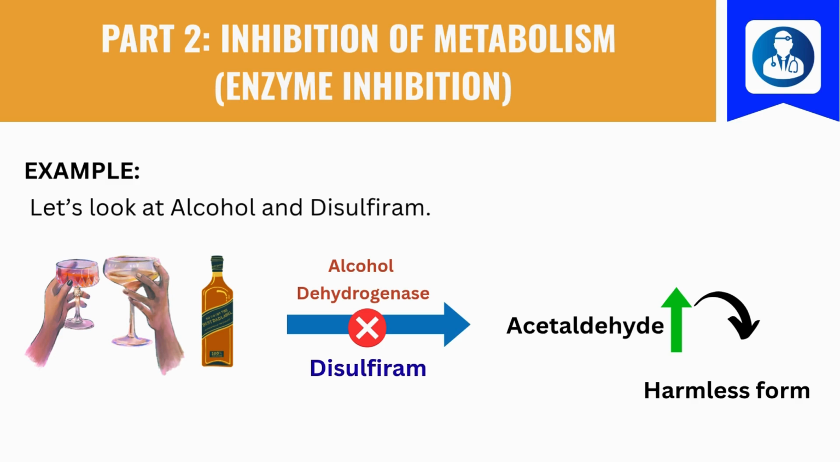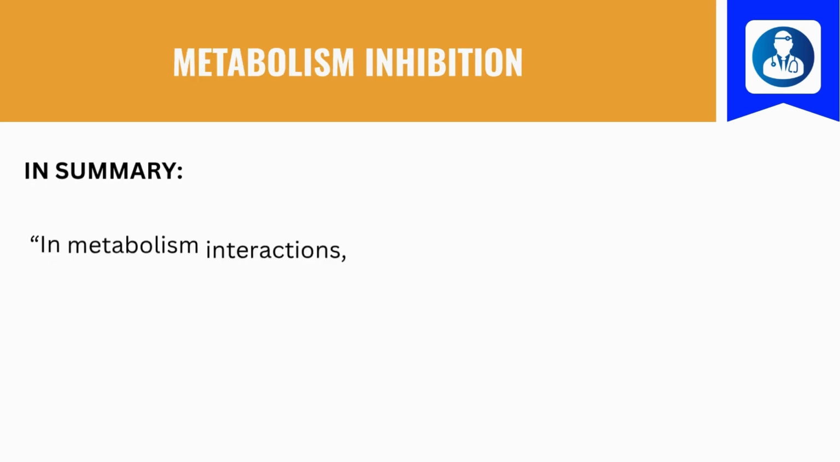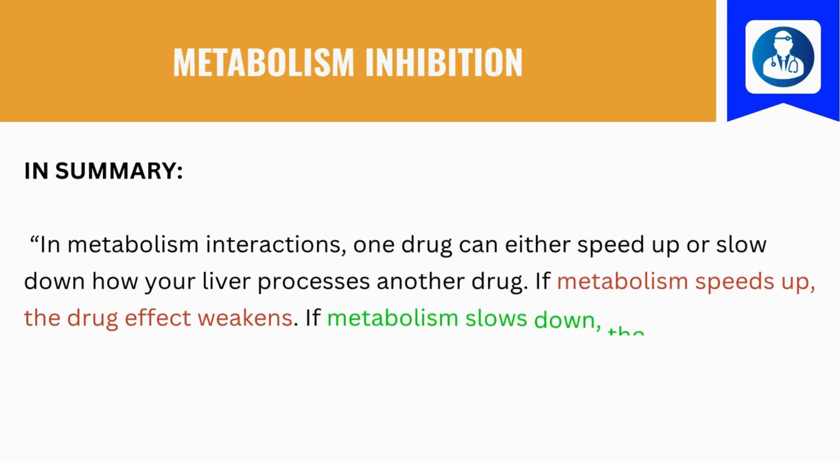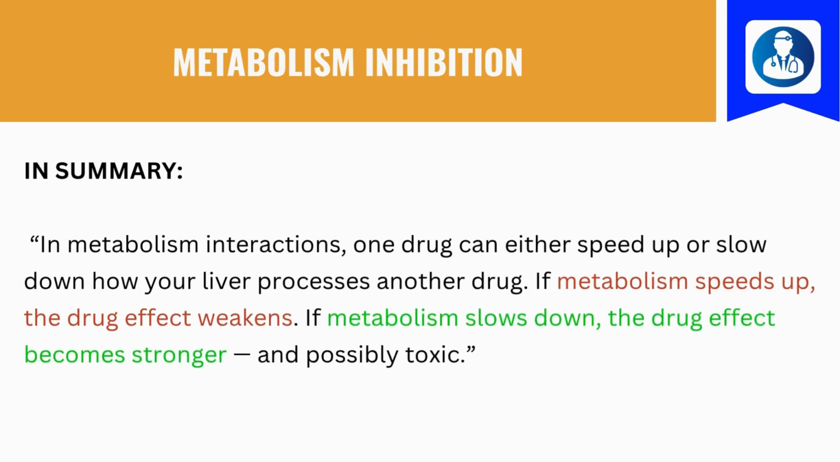Real-life message. That's why disulfiram is used to treat alcoholism, because it makes drinking a horrible experience. In summary, in metabolism interactions, one drug can either speed up or slow down how your liver processes another drug. If metabolism speeds up, the drug effect weakens. If metabolism slows down, the drug effect becomes stronger and possibly toxic.